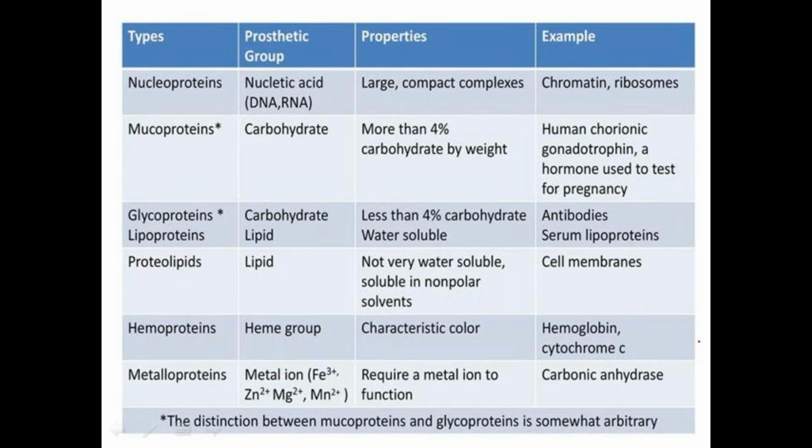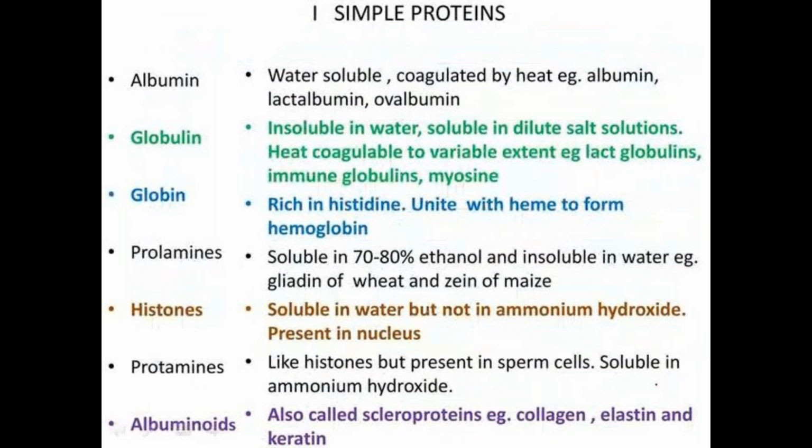And next, glycoproteins, lipoproteins, proteolipids. Proteolipids means proteins connected to the lipid portion. Hemoproteins are heme group containing ones. Metalloproteins are metal ion combining proteins. And these are the different types of conjugated proteins.